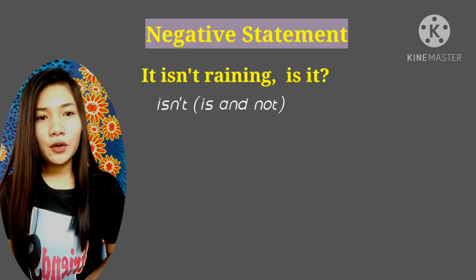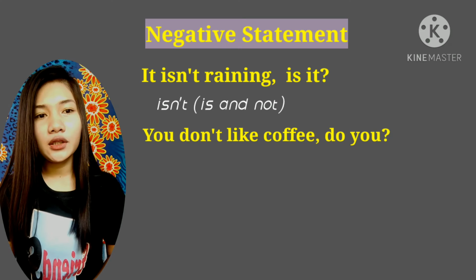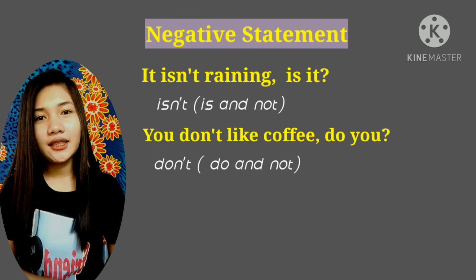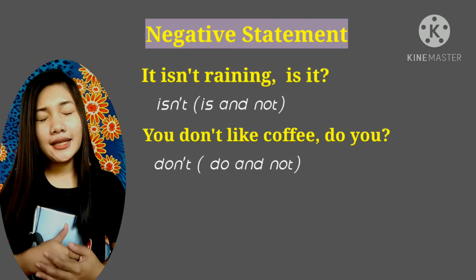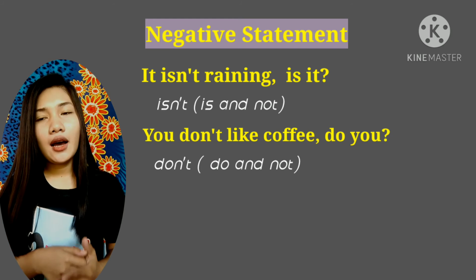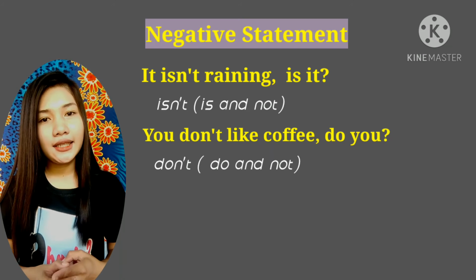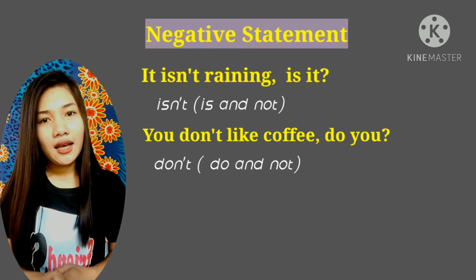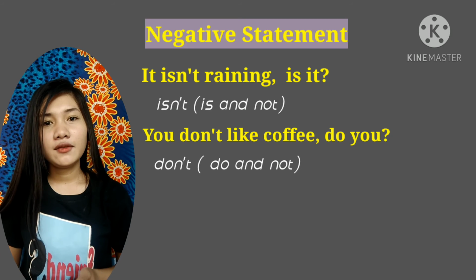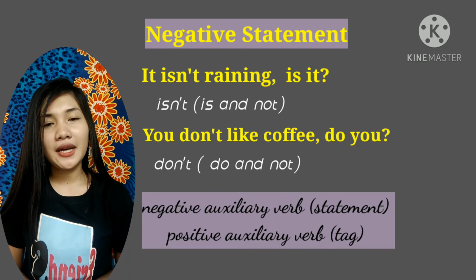The second example is, you don't like coffee, do you? In this example, don't is the contraction of the words do not. So it makes the statement negative. As we observe in the two examples, the two statements are negative because of the word not. And so as we have observed, the negative verb in the negative statement is changed to positive in the tag.